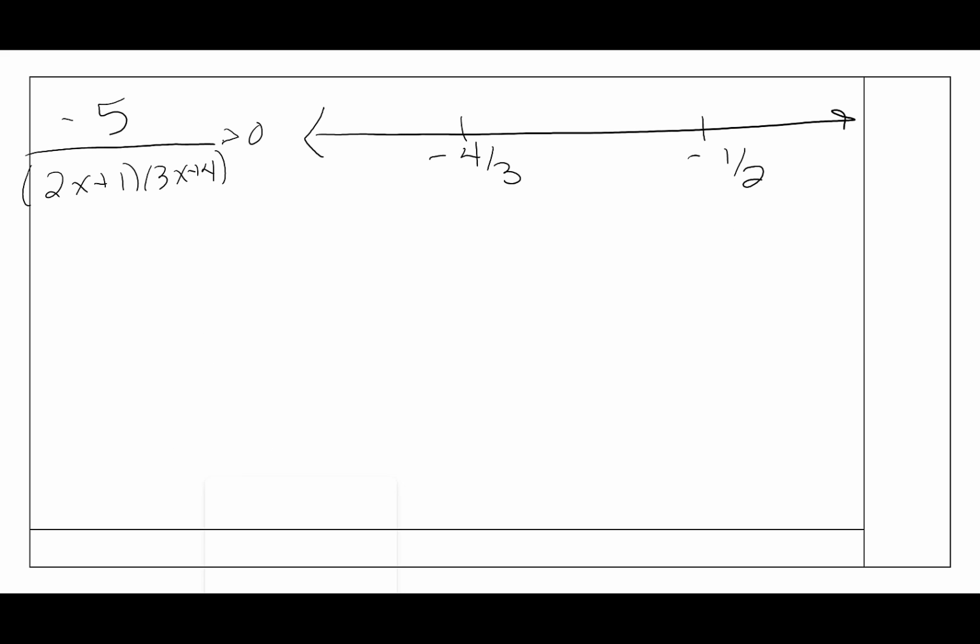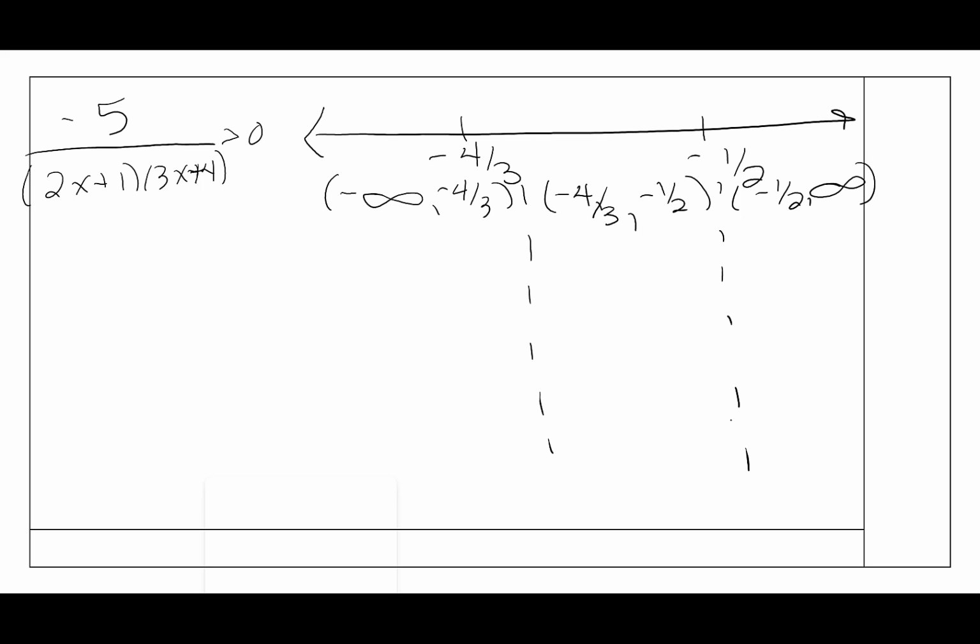All right, on a new screen, you can see I wrote everything in again. So I put on my 2 points, -4 over 3 and -1/2. So I have 3 intervals: -infinity to -4 over 3, -4 over 3 to -1/2, and -1/2 to infinity. Now, both of these numbers came out of the denominator, so I dashed them. And then I'm just picking a number. Let's say I pick -2, -1, and 0. But pick whatever makes you happy.